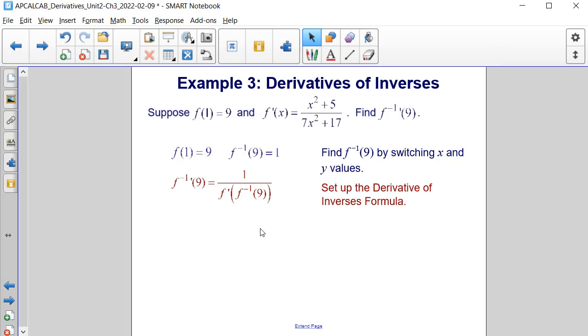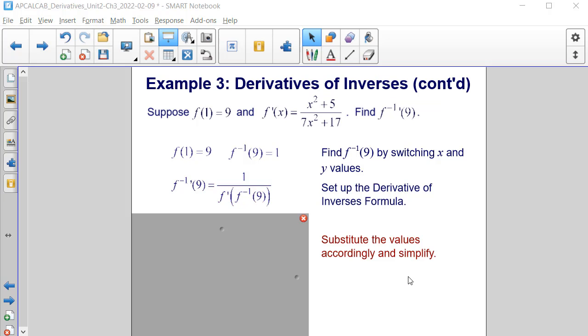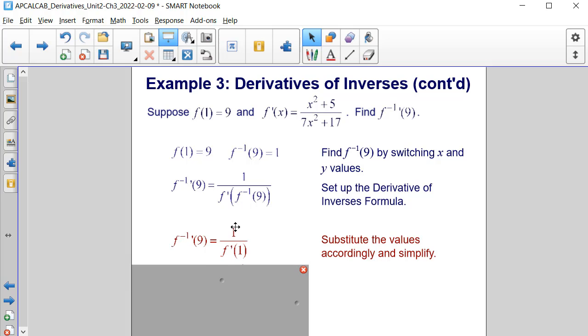Next, set up the derivative of inverses formula. So the derivative of f inverse of 9 is equal to 1 divided by f prime of f inverse of 9. The last step is to substitute the values accordingly and simplify. We know that f inverse of 9 is equal to 1, so we can fill 1 into this set of parentheses. And now we're doing 1 divided by f prime of 1.